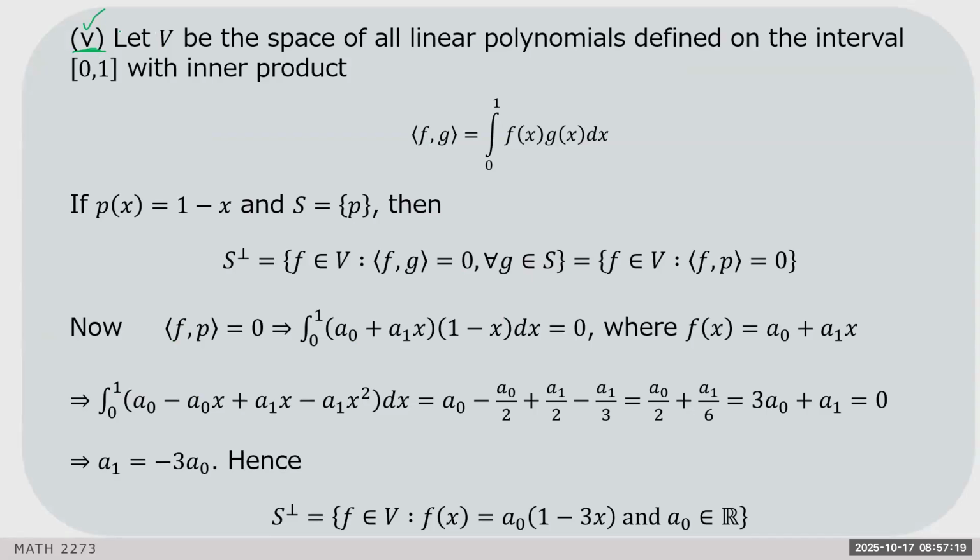Okay, so let's look at this example. It's number 5 in the course notes. And V is the space of all linear polynomials defined on the closed interval 0, 1, again with this inner product. Okay, so we saw this inner product already. How do you take the inner product of 2 polynomials? You multiply them together, and then you integrate over the domain. So we are given the domain 0, 1.